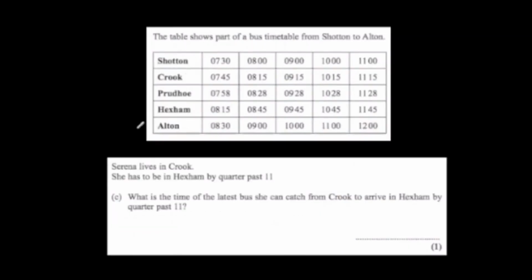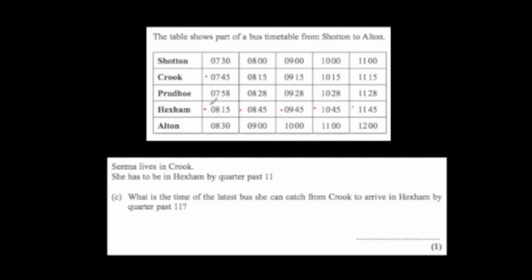Okay, and finally, Serena lives in Crook. So she lives in Crook, and she has to be in Hexham by 11:15. What is the time of the latest bus she can catch from Crook to arrive in Hexham by 11:15? See, she lives in Crook, so she can get 5 buses a day from Crook, as part of this timetable. She can get it at 7:45, 8:15, 9:15, 10:15, and 11:15. And she needs to get to Hexham, so it's going to be any one of these 5 times she can get to Hexham for.